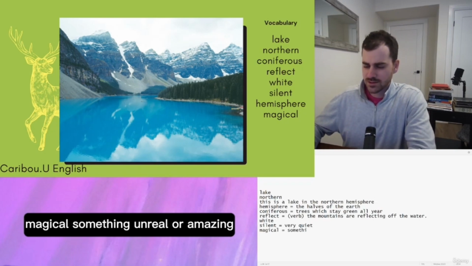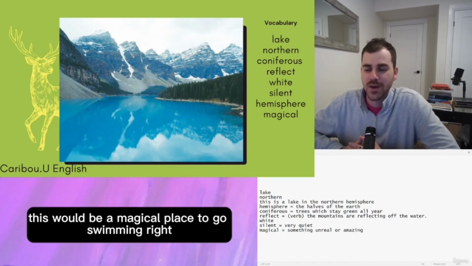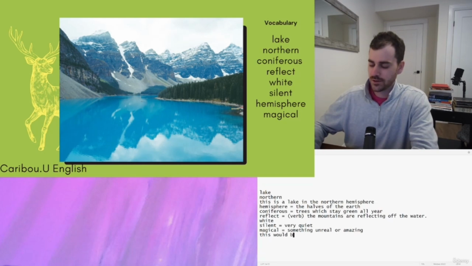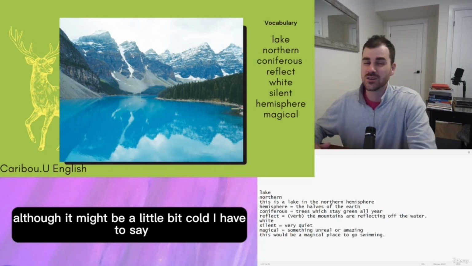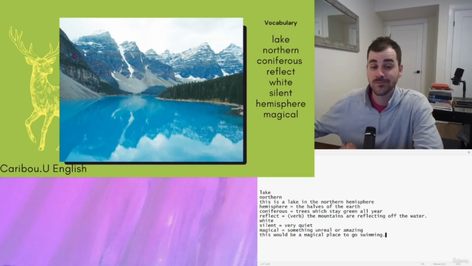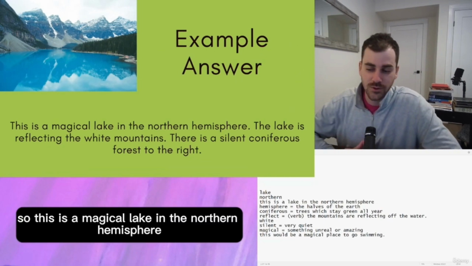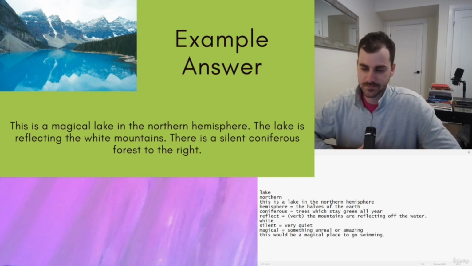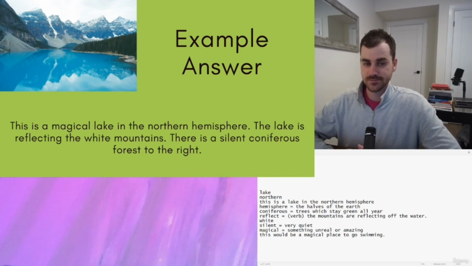Magical. Something unreal or amazing. So you could say, this would be a magical place to go swimming. Right? Although it might be a little bit cold, I have to say. It could be cold. So this is a magical lake in the northern hemisphere. The lake is reflecting the white mountains. There is a silent coniferous forest to the right.